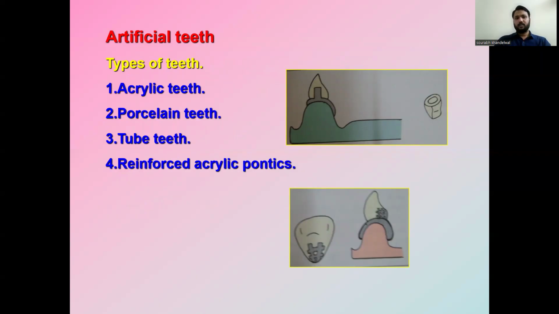Then artificial teeth. The teeth we can use are first the acrylic one, second the porcelain, third tube teeth, and fourth reinforced acrylic. The most common teeth we use in our removable partial denture treatments are acrylic teeth because their cost factor is also considered, and they are readily available. They are not costly, and there is easy acceptability by the patient. So there are many advantages of acrylic teeth.